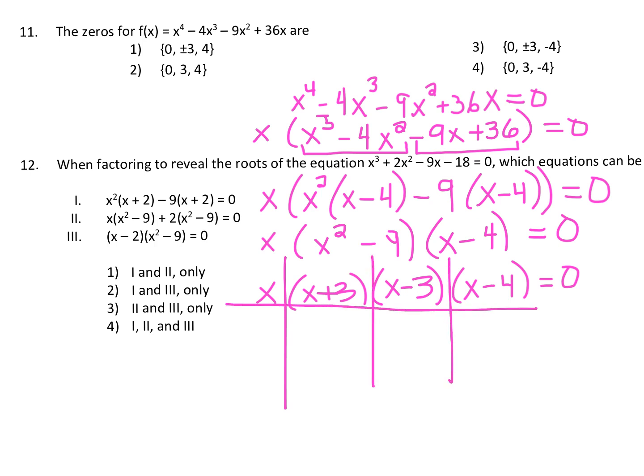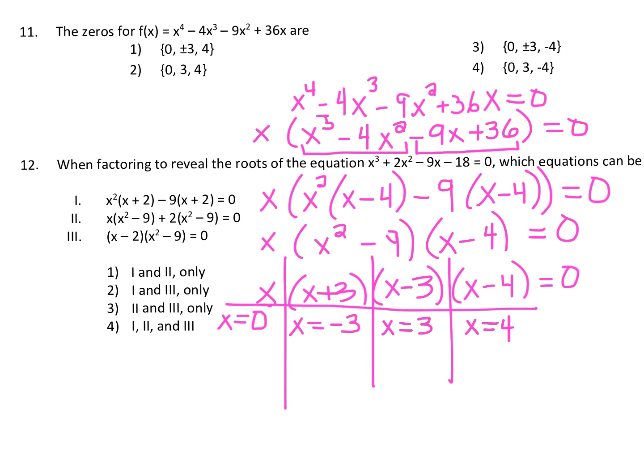Okay, so when we set this equal to 0, there's really nothing to solve. We get x equals 0. Now, rather than setting each one of these equal to 0 individually, we could just jump right to the zeros, right? We know if we have a factor of x plus 3, doesn't the 0 have the opposite sign? You would get x equals negative 3. If we have a factor of x minus 3, the 0 will have the opposite sign, so x equals positive 3. And same thing here, this would be x equals positive 4.